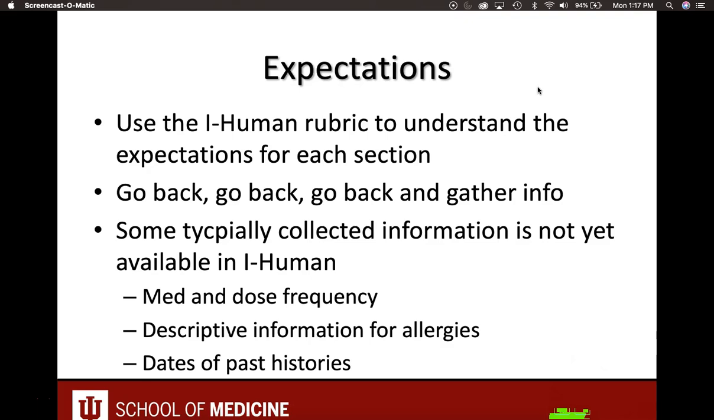Some typically collected information is not yet available in iHuman. For instance, medication dose and frequency is not always available. Descriptive information for allergies, as far as what the reaction is, is not available. And some of the dates, or whether a patient had a left heart cath that specifically resulted in a stent to a particular vessel, that level of information is not available in iHuman.